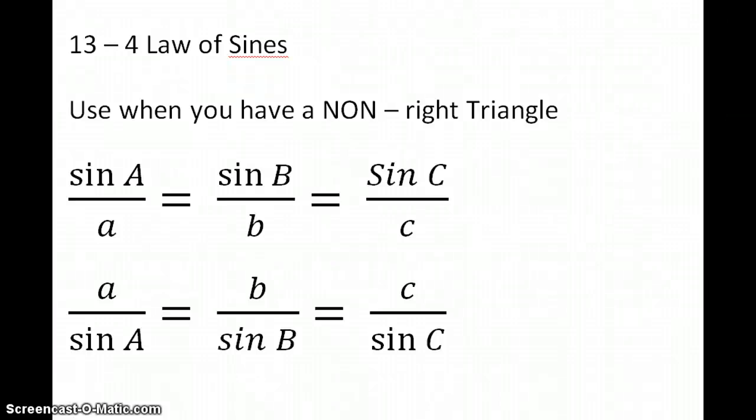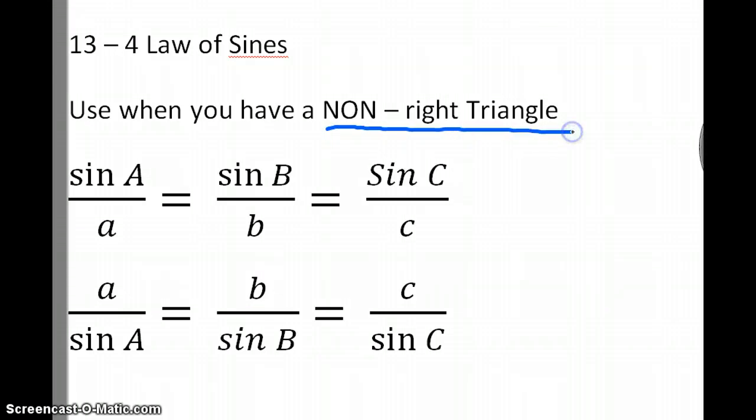Today we are going to use what's called the law of sines, and the law of sines is a theorem that we use when we have non-right triangles. So we're going to solve triangles today, and the triangles today that we're going to have are non-right triangles.